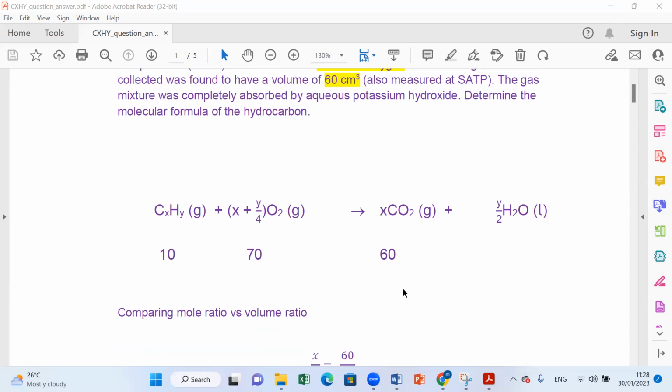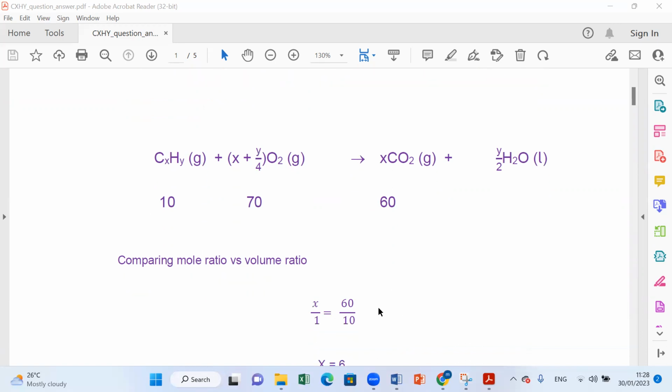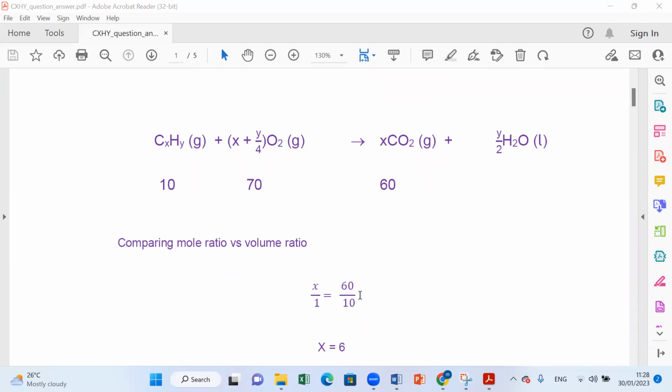Once you got this, I think it's very important to understand the concept that I can always compare the mole ratio against the volume ratio. Imagine if I compare the mole ratio x over 1, and obviously it equals 60 over 10, that basically means that I'm able to work out my x, which is x equals 6.